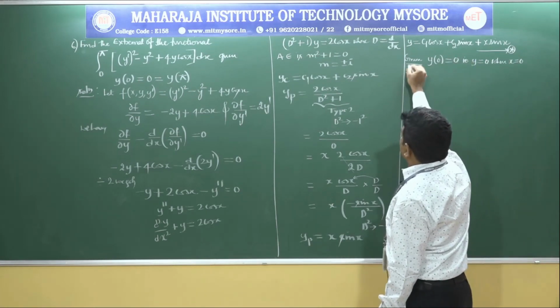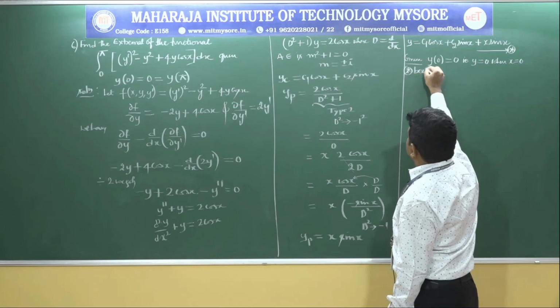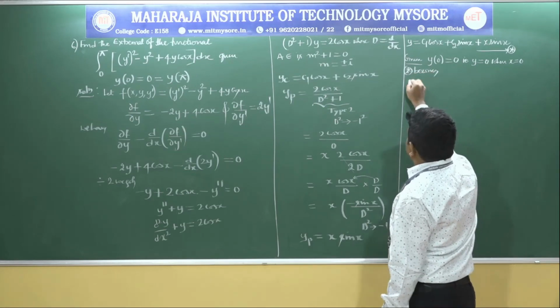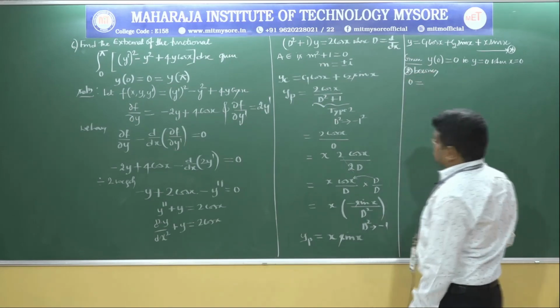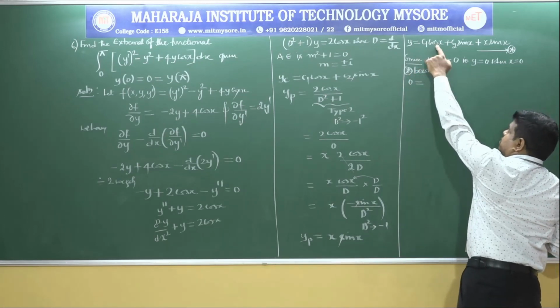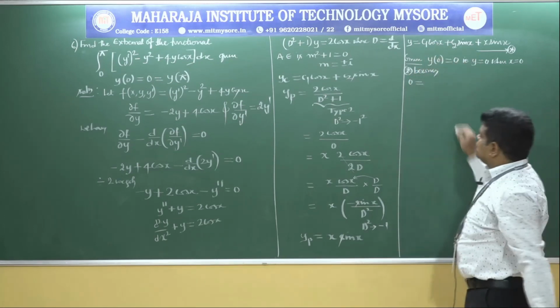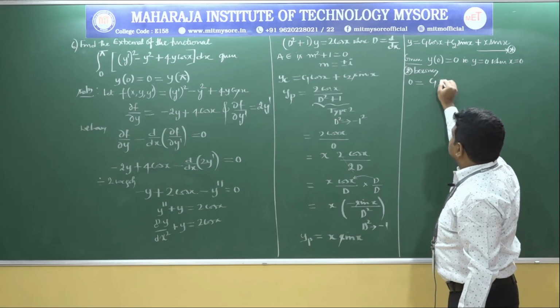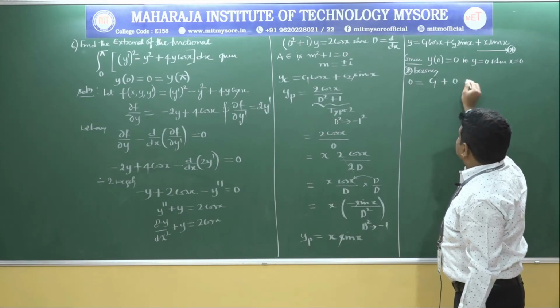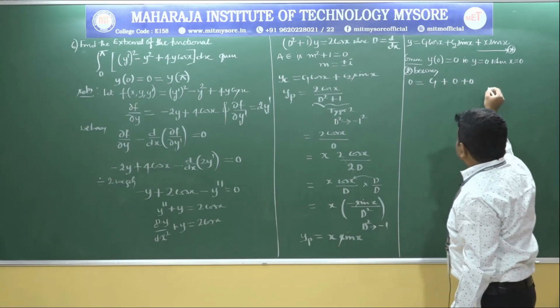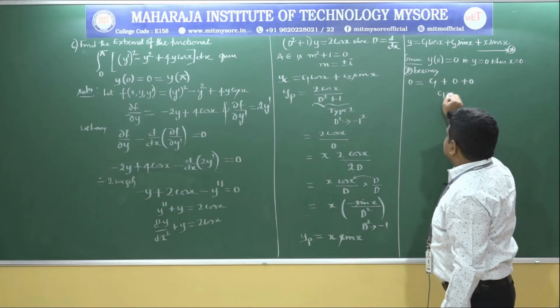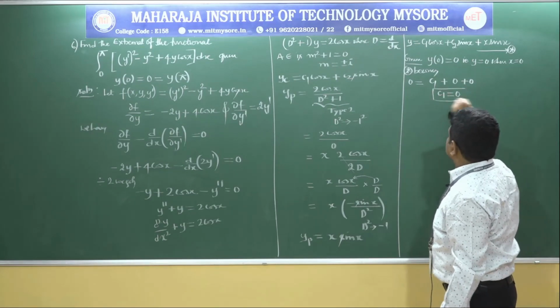Now substituting the value of x and y in star, we get y is 0, that is left hand side becomes 0. c1 cos x, since cos 0 is 1, you have c1 here. Sin 0 is 0, second term becomes 0, third term also becomes 0. Therefore, the value of c1 is 0.